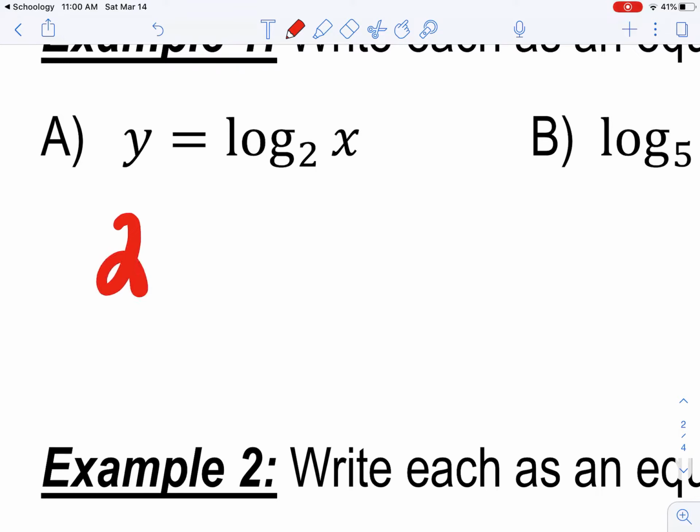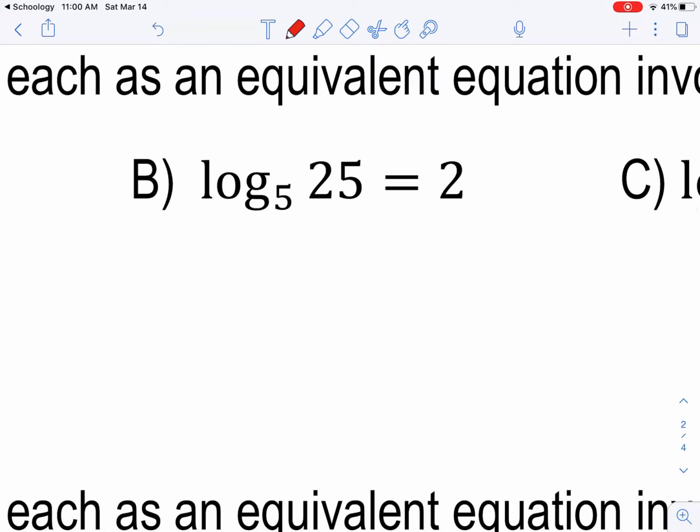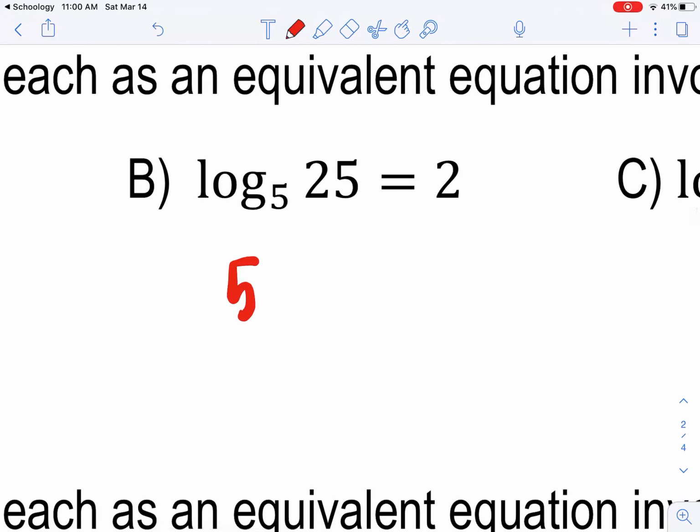The base is 2. Logarithms are exponents. So whatever your log is equal to, that's your exponent. And it's always going to be equal to whatever the argument is. So it's 2 to the y equals x. That's how you rewrite this one. Next one, same idea. 5, which is the base, to your exponent, which is what your log is equal to, equals your argument.